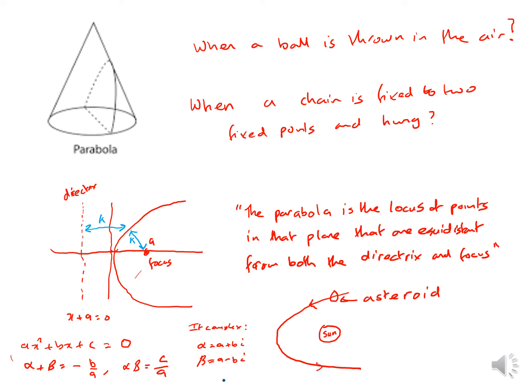When a ball is thrown in the air, it creates a parabola shape, so it's quadratic. When a chain is fixed between 2 fixed points and hung, now is that quadratic? It seems to look a bit like it. Perhaps those who teach further maths might disagree. Perhaps a more formal definition of a quadratic, the parabola is the locus of the points that in plane are equidistant from both the directrix and the focus.